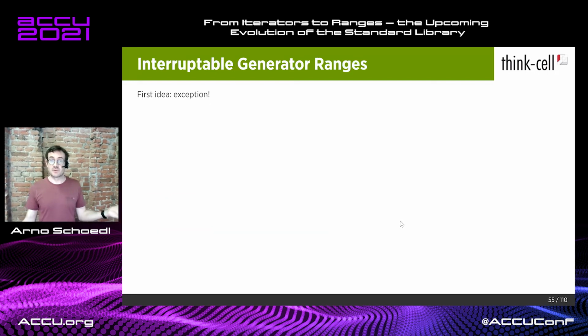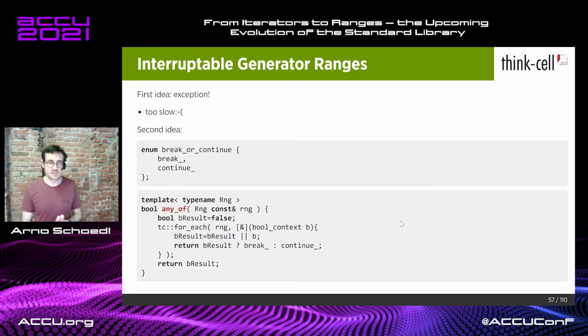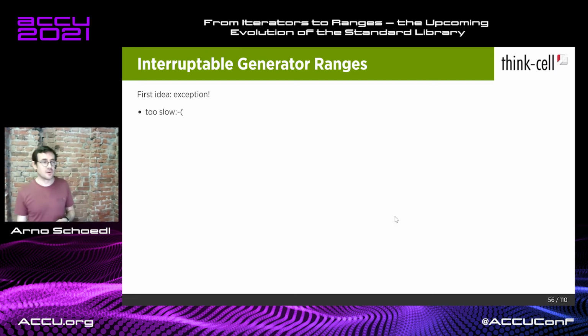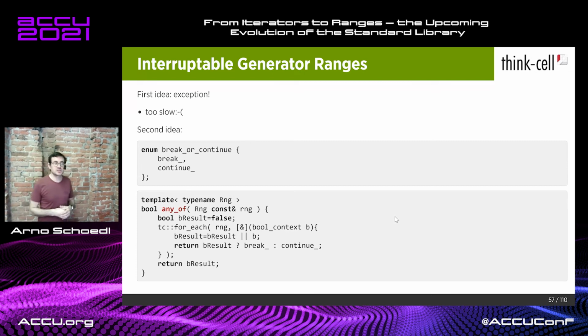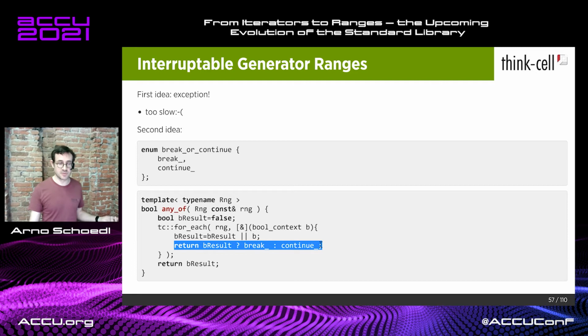How do you do this? Well, the first idea was, it's great, we just throw an exception, right? And then it stops. You're going to throw out of the generator. Well, of course, it doesn't work because it's way too slow. Now, the second idea is we return a special type from the enumeration function, and based on it, we decide whether to continue or not. So here, as soon as my result turns out to be positive, then I would want to break out of the for-each.